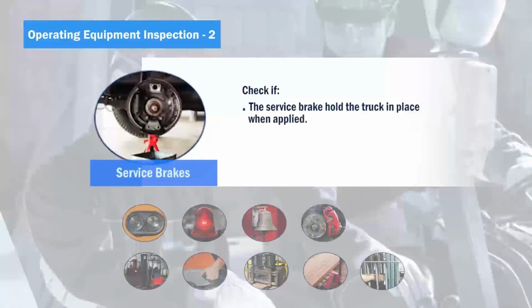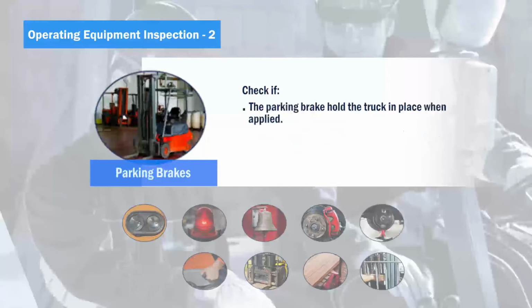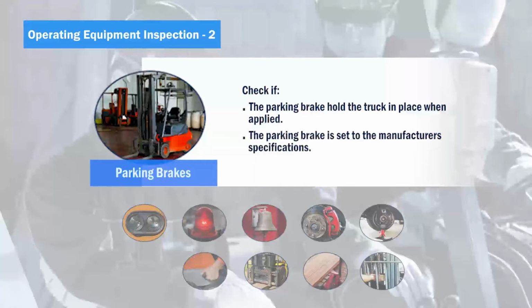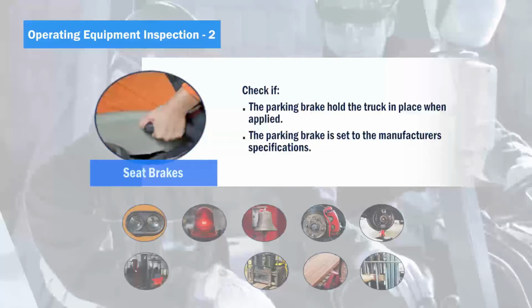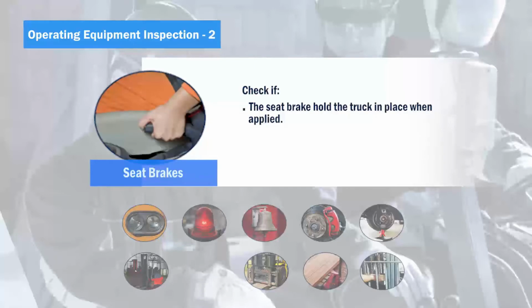Service brakes. Check if the service brake holds the truck in place when applied. Check if the service brake is set to the manufacturer's specifications. Parking brakes. Check if the parking brake holds the truck in place when applied. Check if the parking brake is set to the manufacturer's specifications. Seat brakes. Check if the seat brake holds the truck in place when applied. Check if the seat brake is adjusted properly.